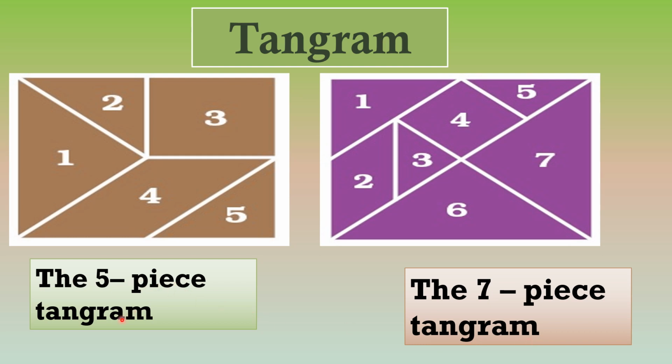The 5-piece tangram consists of 3 triangles, 1, 2 and 5, and 1 parallelogram, which is 4, and 1 square, which is 3. The 7-piece tangram consists of 5 triangles, 1, 5, 3, 6 and 7, 1 square, which is 4, and 1 parallelogram, which is 2. These pieces are called tans, which are used to make many figures.